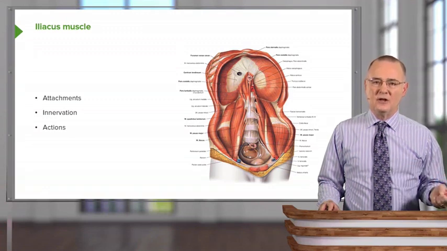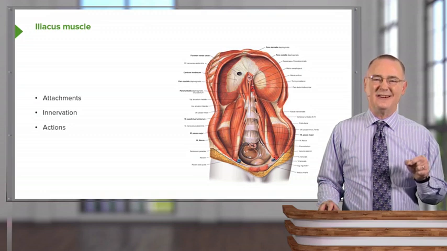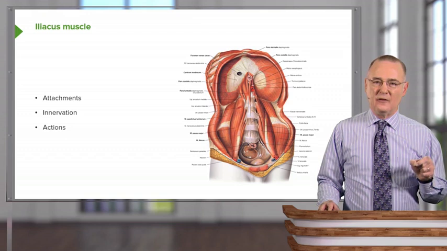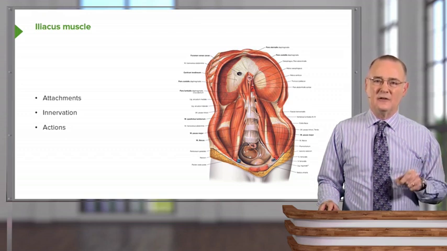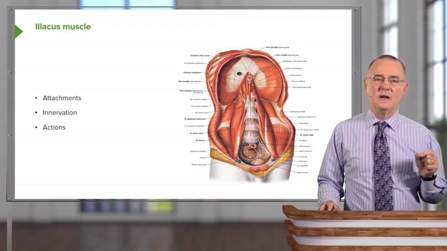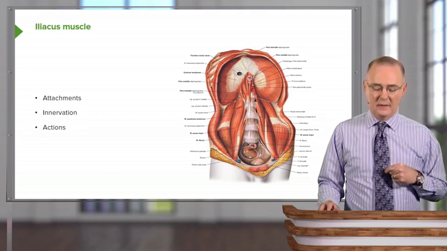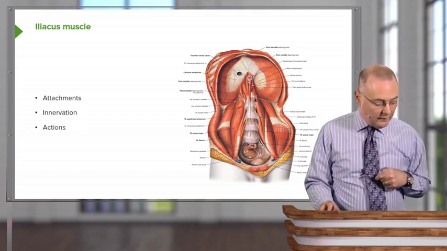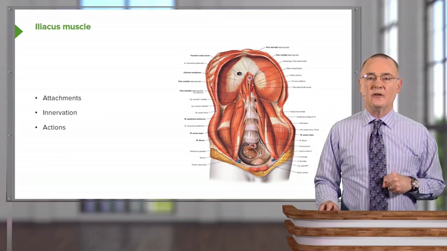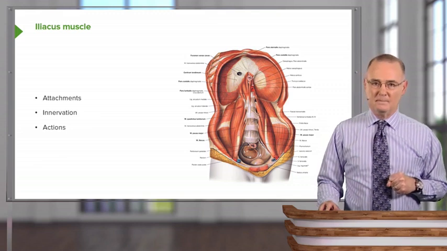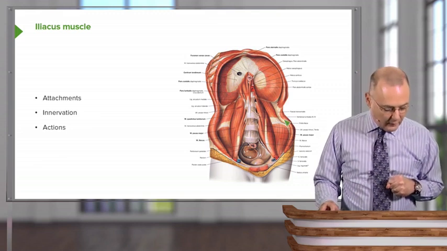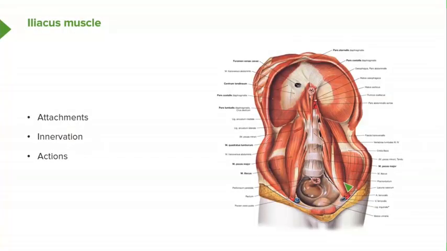Collectively, the psoas major and the iliacus are known as the iliopsoas. And since they both contract to the same point, the function of the iliacus is the same as the psoas major, a powerful flexor of the femur at the hip. The nerve that innervates your iliacus will be the femoral nerve, and the femoral nerve would run on the lateral margin of the psoas major.